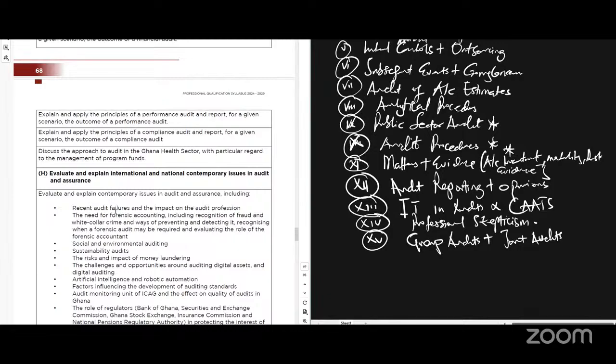You go through the past questions, see how they come. Then you practice, read some and add to it. You'll be more than fine. So that was the little I wanted to share with advanced audit and assurance. It was in depth, eh?